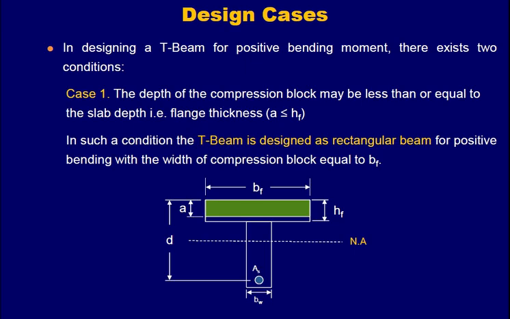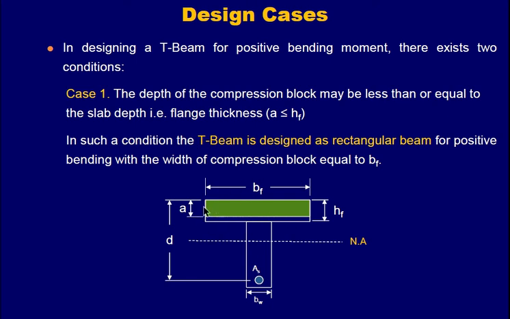Now, coming to the design cases, in designing a T-beam for positive bending moment, there exist two conditions. Number one, the depth of the compression block may be less than or equal to the slab depth, that is flange thickness. Okay, this is good. I am telling you here that if you got this, then you will be happy. The depth of compression block is less than the height of the flange or depth of the slab.